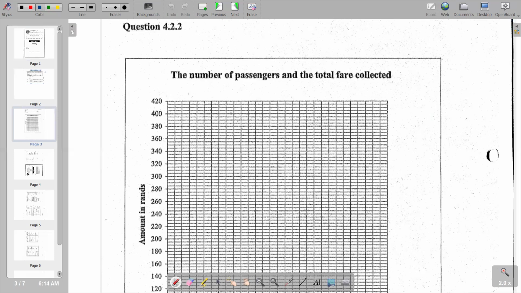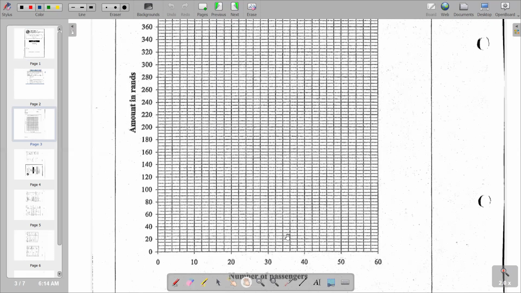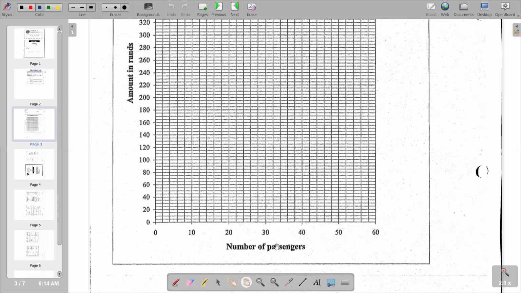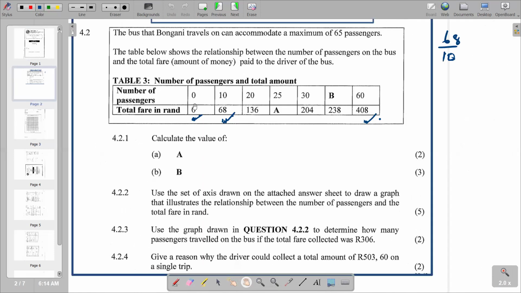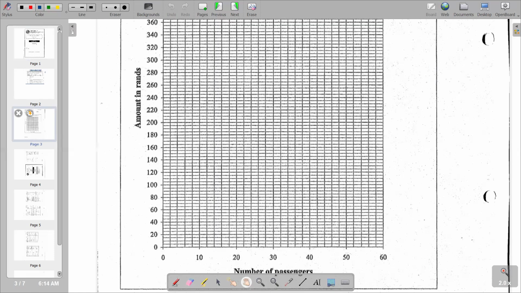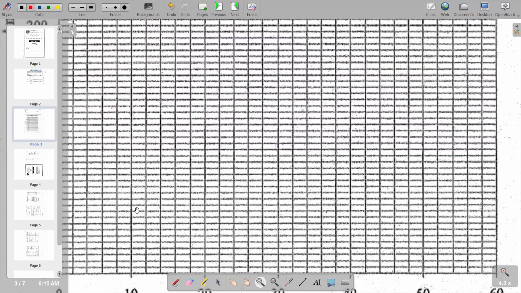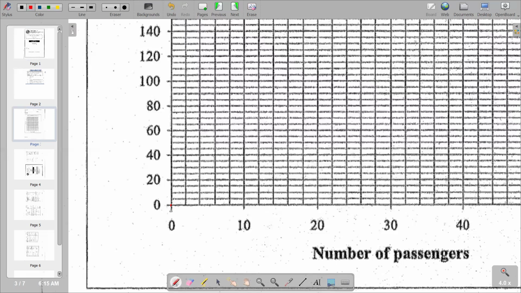So going to our graph given in the other sheet, this is going to be our graph, whereby it's the number of passengers and the total fare collected. On the vertical axis, we have got number of rands, and on our horizontal axis, we have got number of passengers. So we try to plot the first point that we are given, which is 0 number of passengers, and total fare in rand, we also have 0. So we have our first point here, which is the point of origin. So we are saying this is going to be our first point.